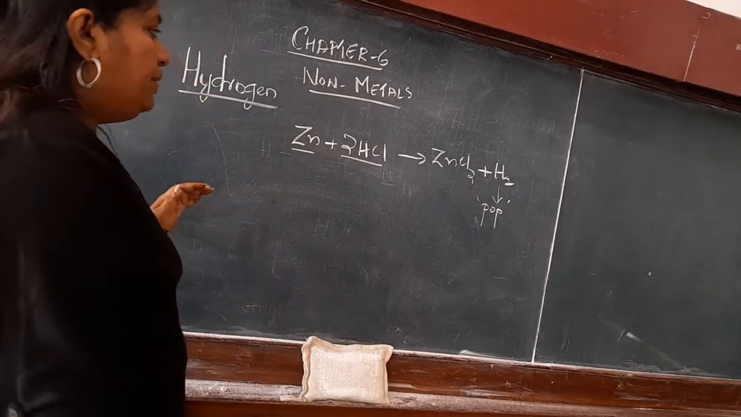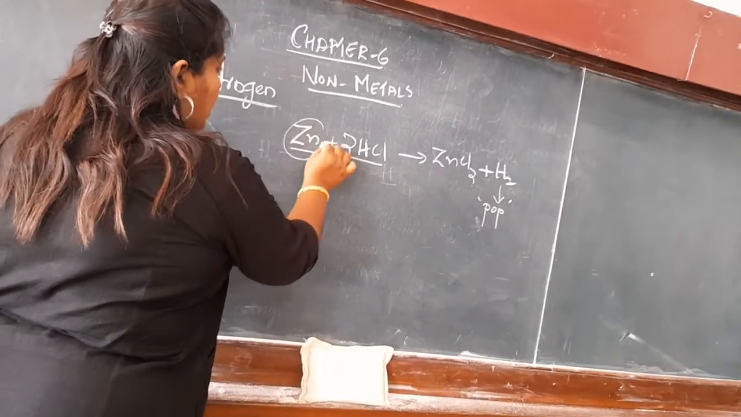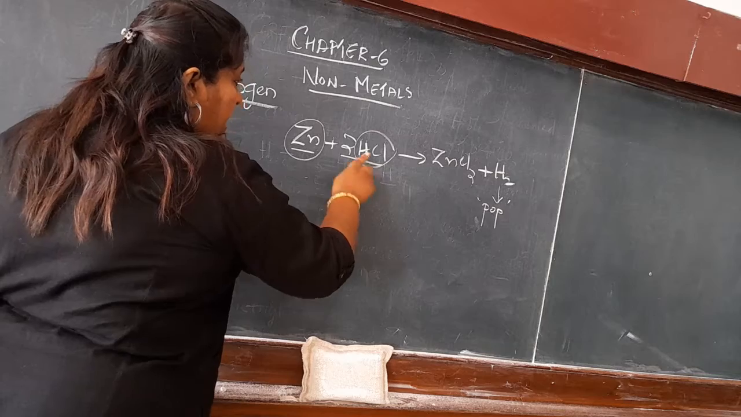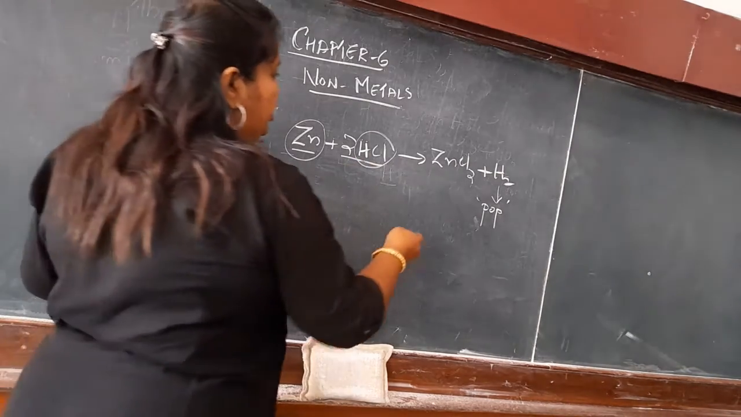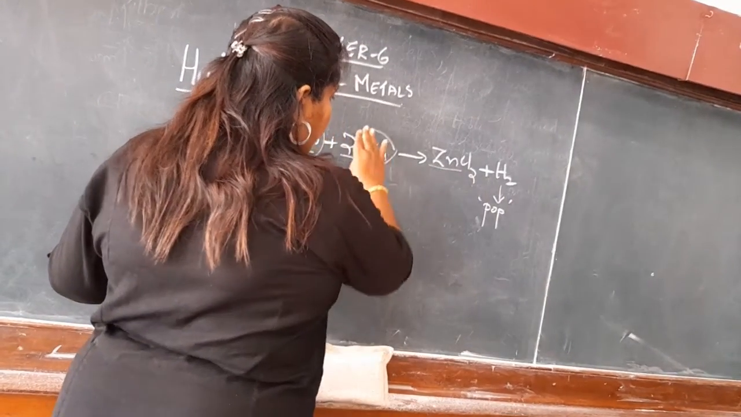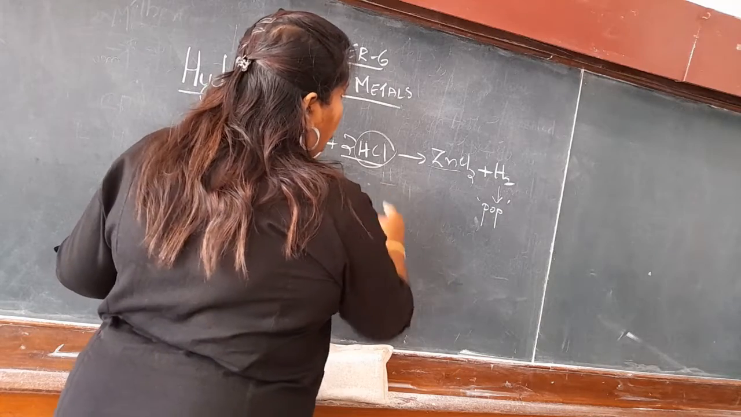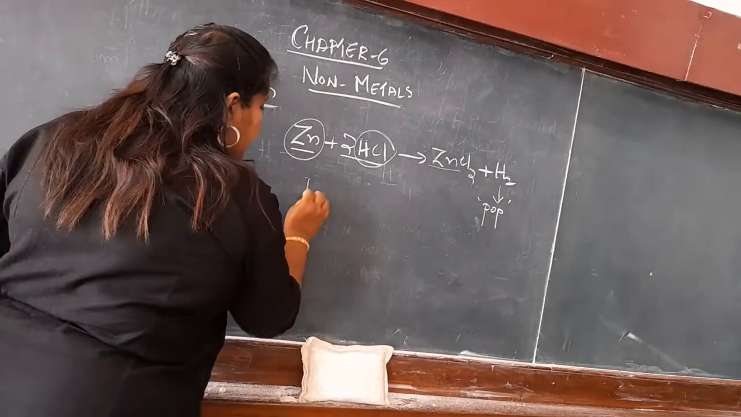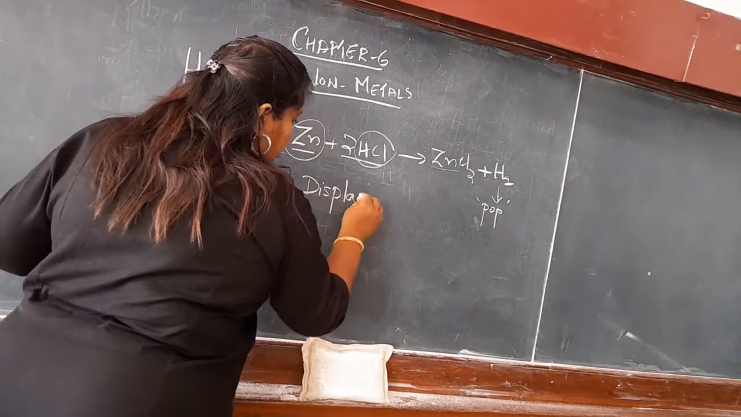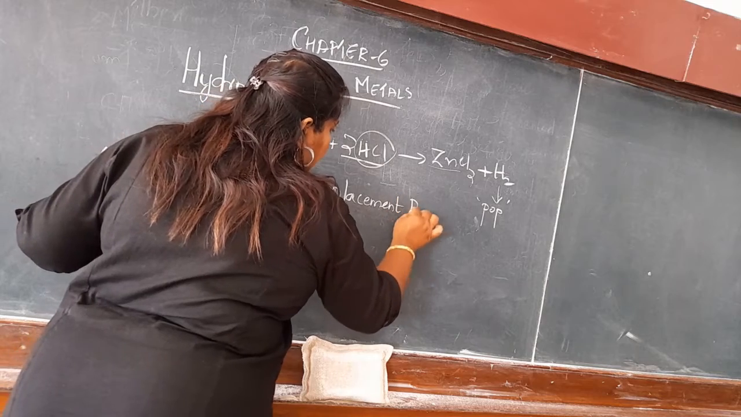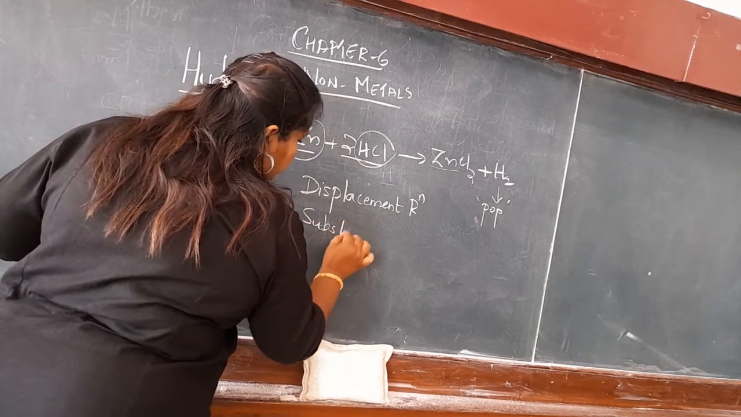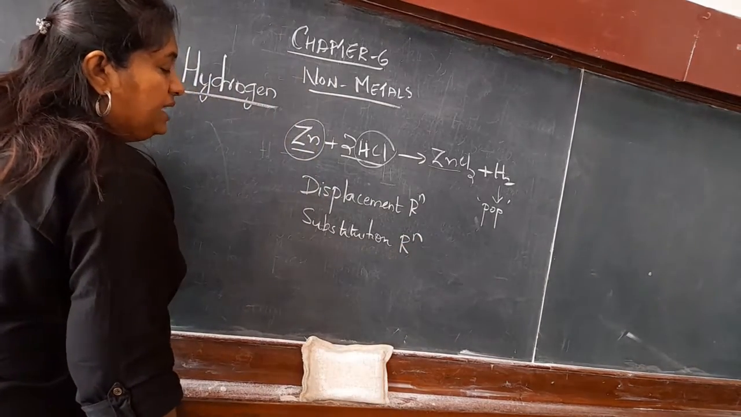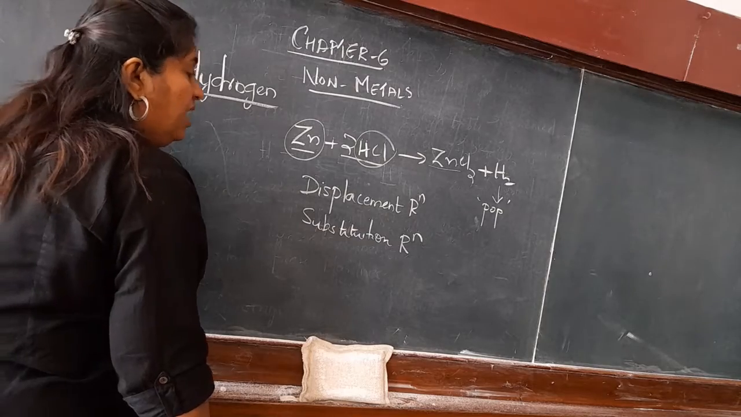Now, when you look at the reaction, you can see that zinc and hydrochloric acid are the reactants. But after the reaction, you can see that hydrogen is being replaced, or substituted, by zinc here. Hydrogen gets removed and zinc comes together with chlorine. So a reaction in which an element is displaced by another element is known as a displacement reaction, or substitution reaction. You can call it a displacement reaction or a substitution reaction.